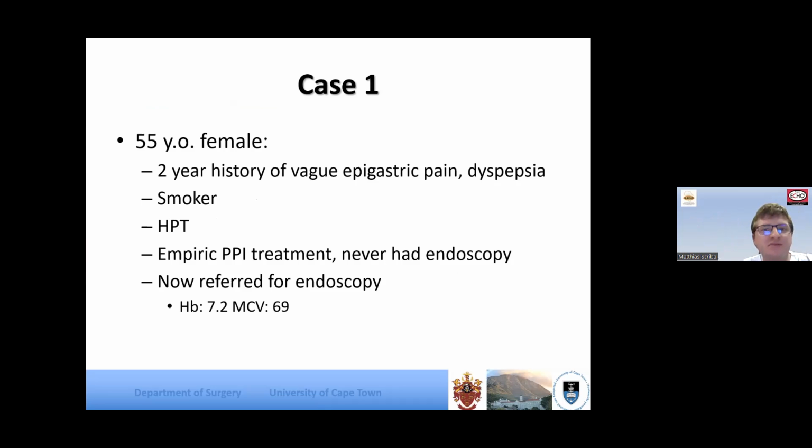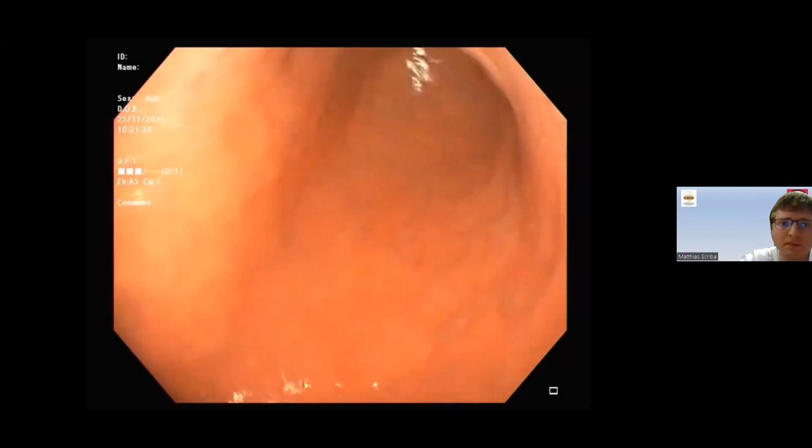Okay, so we're going to intersperse this with a few cases, just hopefully to keep people interested. So these are some real patients to show what polyps can actually look like. This is a 55-year-old female who presented with a 2-year history of quite vague symptoms, a bit of epigastric pain, dyspepsia, sought some healthcare at one point, was given empiric PPI treatment, never had an endoscopy, and importantly is a smoker, also hypertensive, and then finally was referred for endoscopy because she was noted to be anemic with a microcytic anemia.